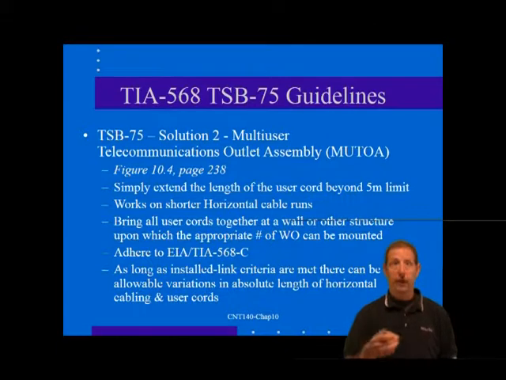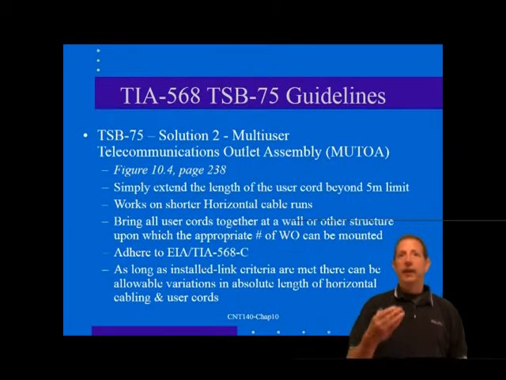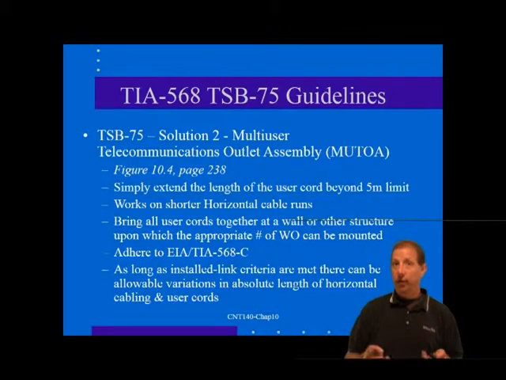So let's look at multi-user telecommunications outlet assemblies. The consolidation point architecture is one of the most common methods of providing for open office cabling. However, it is not the only alternative. Another logical method is to simply extend the length of the user cord far beyond the normal 5 meters limit. It turns out that the lengthening of the user cord can be successfully accomplished on shorter horizontal cable runs.